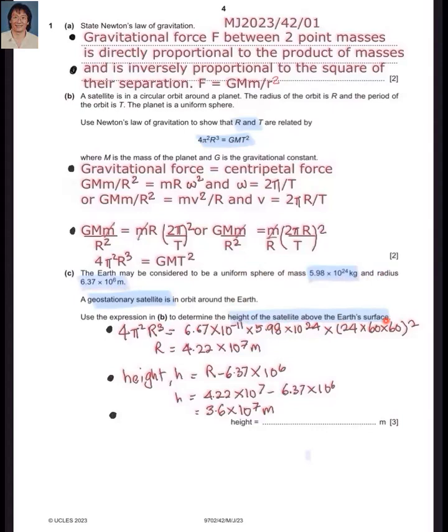You can see that in this question, you need to know, number 1, the conditions for geostationary satellite. And then secondly, the question asks to find the height of the satellite above the Earth's surface. So you can use the formula 4 pi squared r cubed equals to G M T squared. So you substitute this into the question, you get r equals to 4.22 times 10 to the power 7 meter. This answer is the distance between the satellite and the center of Earth. But since we want to find the height of the satellite above the Earth's surface, we must minus the radius of the Earth. So this will give you 3.6 times 10 to the power 7 meter.